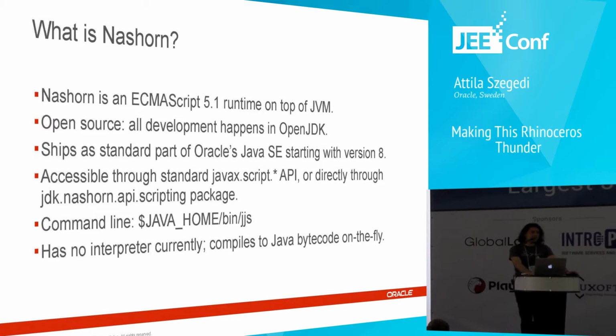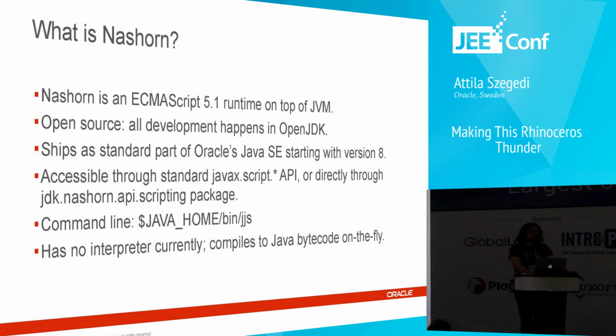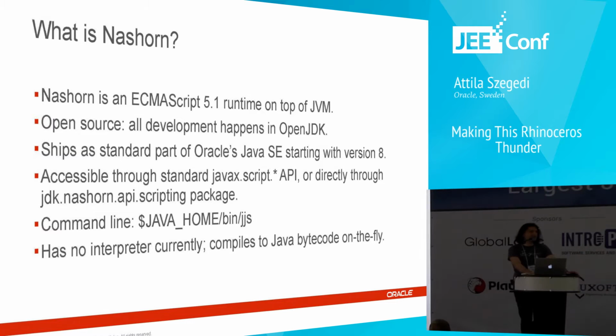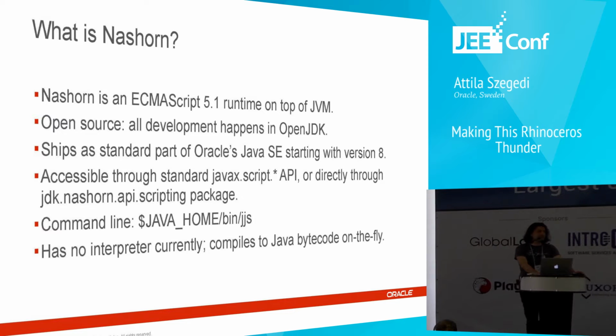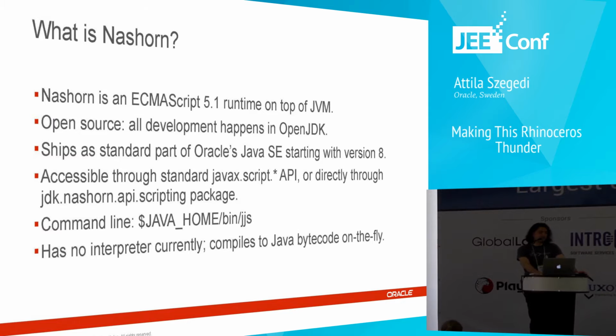There is a jjs binary, which is quite silly because Java actually comes with a bunch of utilities that have J as the prefix, right? So there's jps, which is the Java-specific process listing, and jjs is the Java launcher for JavaScript. Nashorn has no interpreter. It always compiles to Java bytecode on the fly, which will show in its startup times, but we'll get to that.